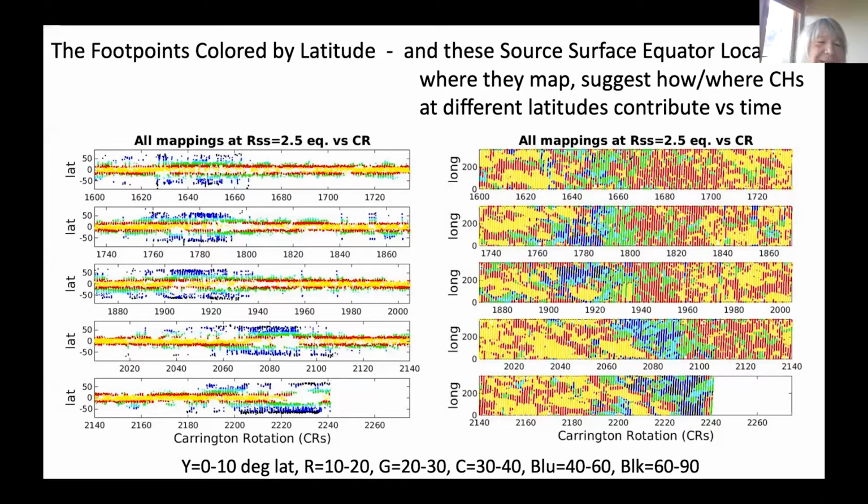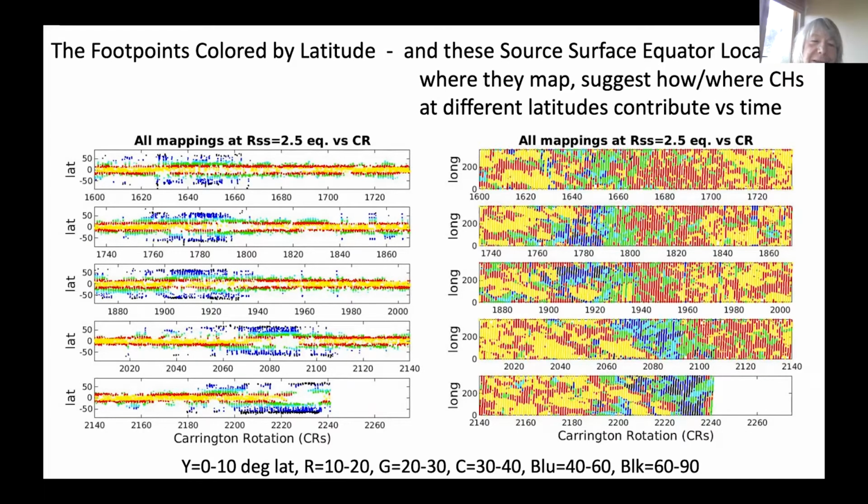What you have on the left is those footprints on the sun of the ecliptic plane field lines, color-coded by their latitudes, with the yellow being less than 10 degrees, the red being less than 20 degrees, and so forth, and the blue being the most poleward of the footpoints. And on the right, you see the ecliptic plane version of that in the Carrington day versus Carrington rotation plot.